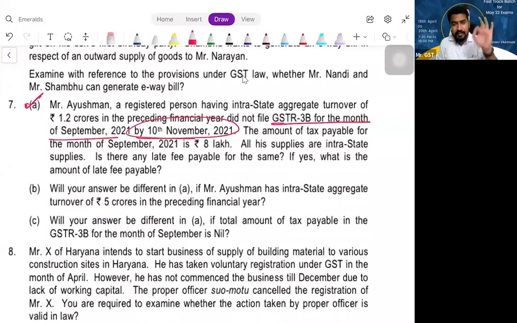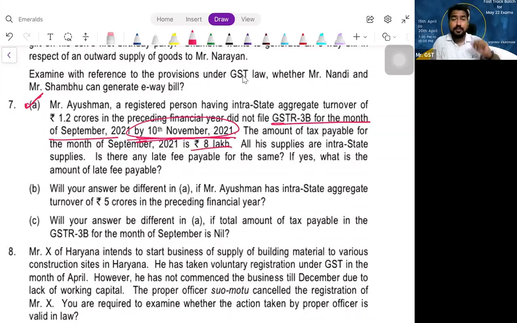That means he filed the return of September GSTR 3B. When did he file it? By 10th November. That means he filed on 10th November. Clear? Fine. The amount of tax payable he gave, that's a different story. Okay, leave it.